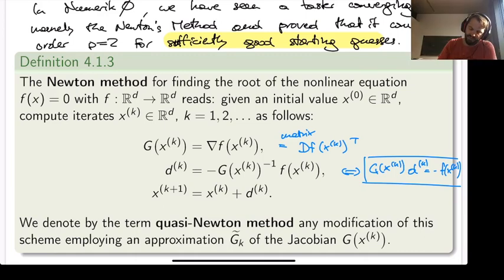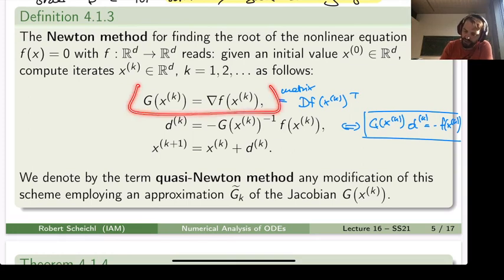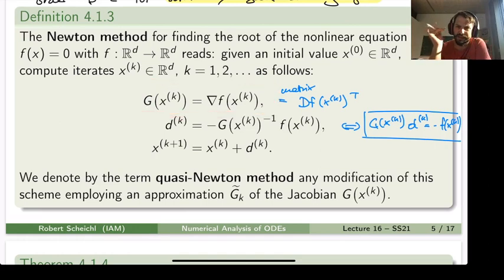We also define the term quasi-Newton method, and we define this as any modification of this scheme which employs an approximation G̃ᵏ of the Jacobian G(xᵏ). This is obviously a costly part of this iteration, and often not even available, because you need to actually have derivatives of the function we want to solve, and so often we have to approximate this. This is called a quasi-Newton method.